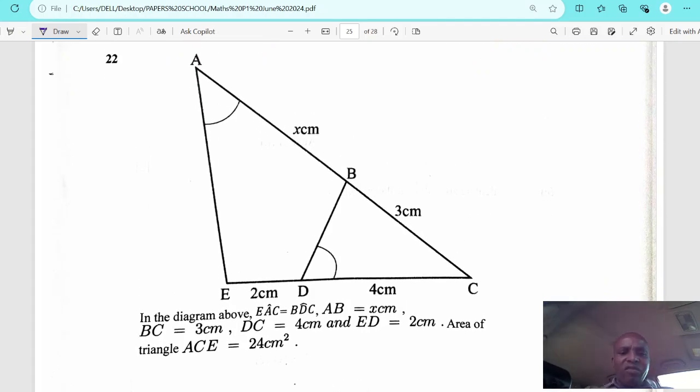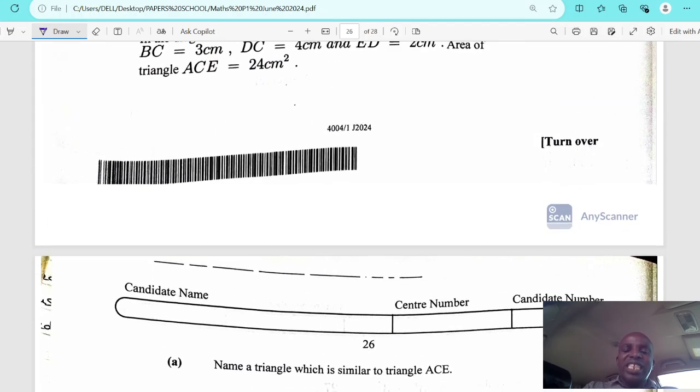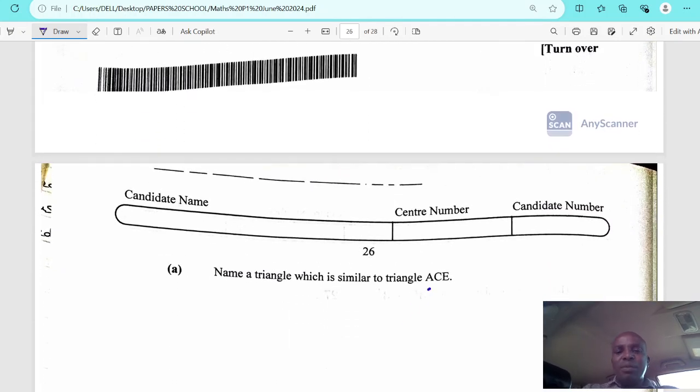Next. This one, in the diagram above, is similarity. BC is equal to 3, everything is given. Area of triangle ACE is 24. ACE is the bigger one. Then they ask: name a triangle which is similar to triangle ACE. You have to name it in terms of the angles, the angle that is similar to A.